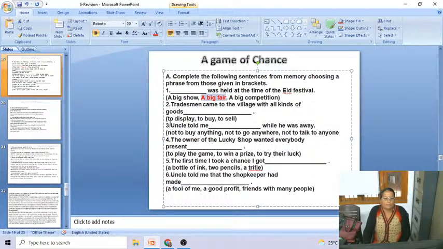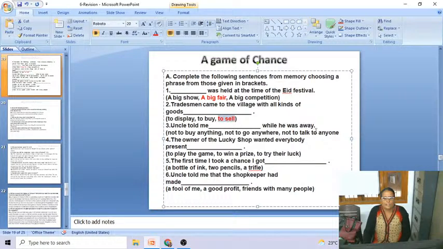Question number 2. Hurry up. Tradesmen came to the village with all kinds of goods to display, to buy, to sell. Hurry up, hurry up. Yes, the answer is correct. The tradesman means business people. They came to sell the things. They are not going to buy or do any showcase display.